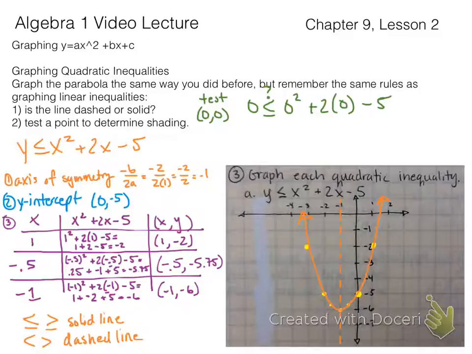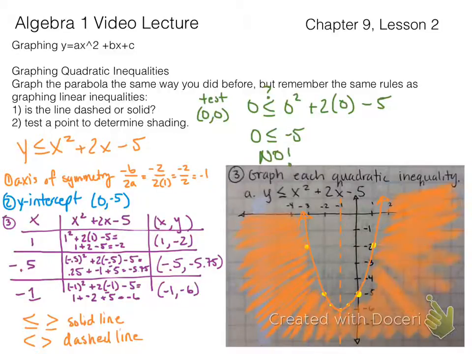Alright? So, I can use the point 0, 0 because it doesn't land on my line. And I'm going to plug in 0 for x and 0 for y, and does it work? Is 0 less than or equal to negative 5? No, it is not. So I can't shade where 0, 0 is. I have to shade outside of 0, 0, which is there on the edges. Isn't that beautiful? There it is, guys.